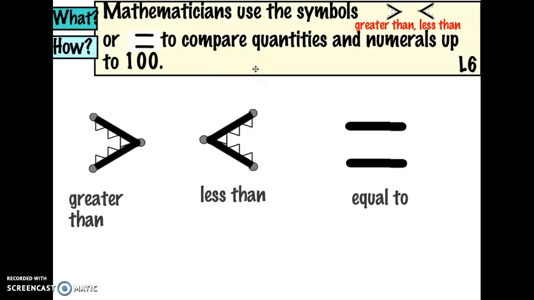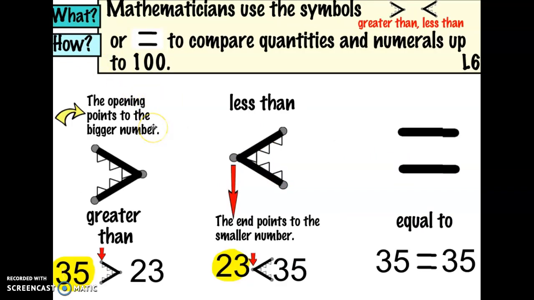Today, mathematicians will use the symbols greater than, less than, or equal to compare quantities and numerals up to 100. So in identifying the numbers and using the symbols correctly, we have to take a look at the openings. One thing I want to remind you is to always think of the alligator. We always say that the alligator is going to eat the bigger number.